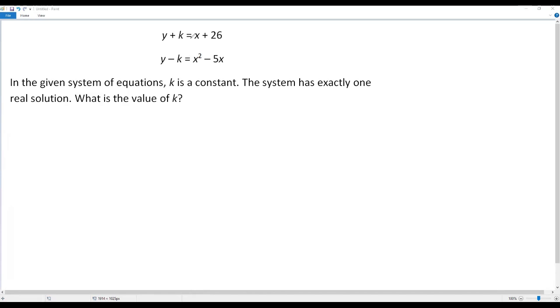y + k = x + 26, y - k = x² - 5x. In the given system of equations, k is a constant. The equation has exactly one real solution. What is the value of k?